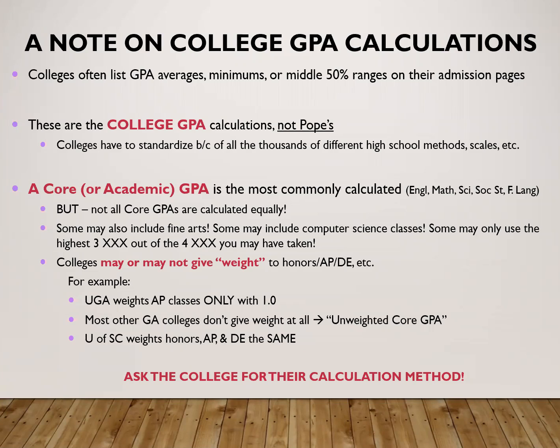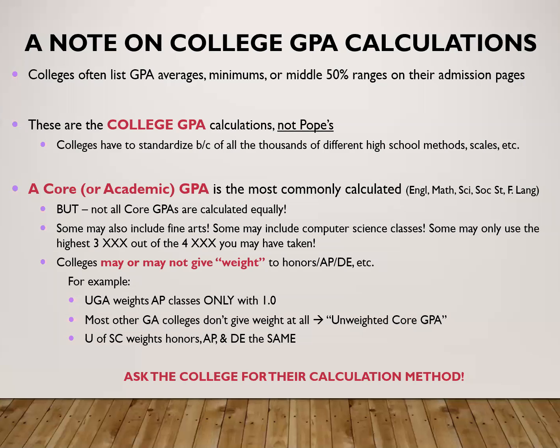It's usually very different. They are going to be listing averages, minimums, or the middle 50% ranges of their calculation. And the reason it's not the same as ours is because there are thousands and thousands of high schools across the nation, and they all calculate GPA differently. You would be surprised. We have people who come from all over the country, and we get transcripts from those schools, and we even have to figure out what in the world kind of GPA they are looking at here. How do they calculate GPA? And so colleges have to standardize and do one that's the same for everybody.